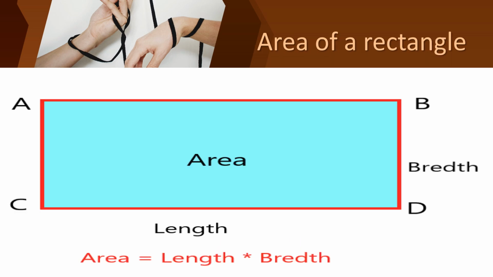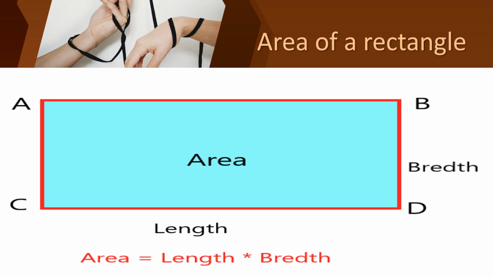And then there is the area of a rectangle. See, a rectangle is also a closed boundary. So the region inside it is the area. For finding the area of a rectangle also we have a formula, that is length into breadth. The length measured from A to B and C to D is called length. The breadth is B to D. This BD and AC are the breadth. If you multiply this length into breadth, we can find the area of a rectangle.